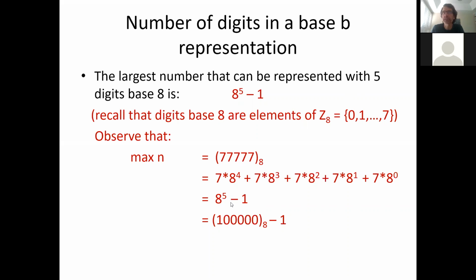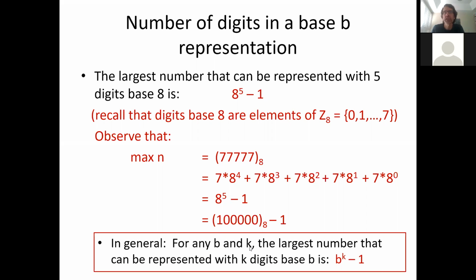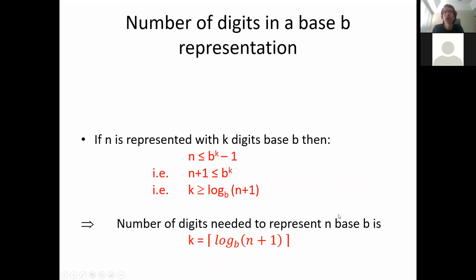And that works in general, right? So in general, there was nothing special about either the length or the base. If you have a given base and a certain length of an integer, the highest integer you can represent is this one, b to the k minus 1. Okay.